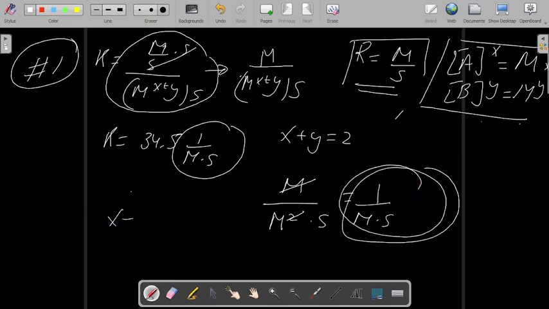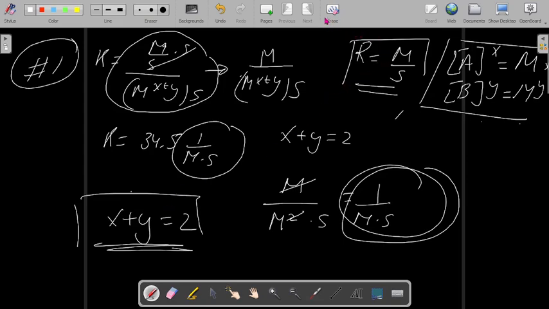So X plus Y needs to be 2. This is my answer right here. This is the overall order of that reaction. So this was backwards. You had to think backwards. And they may ask you questions like these. Not many, a few. I hope it makes sense.